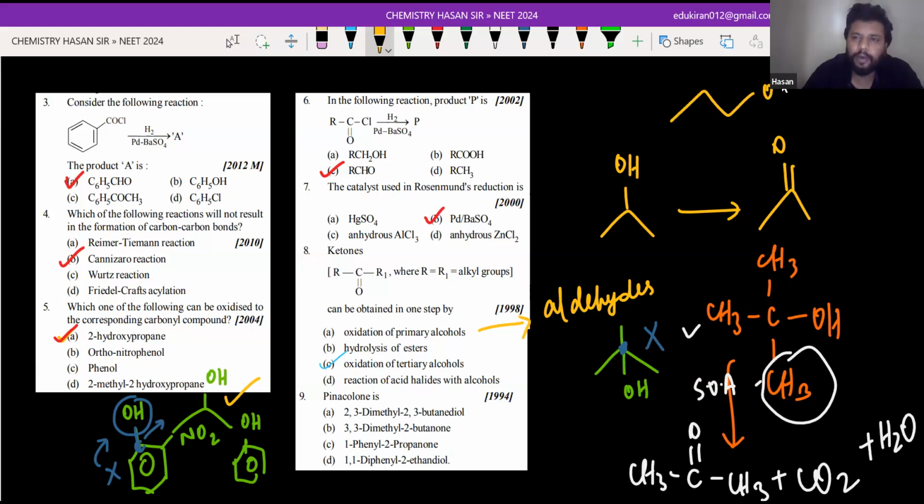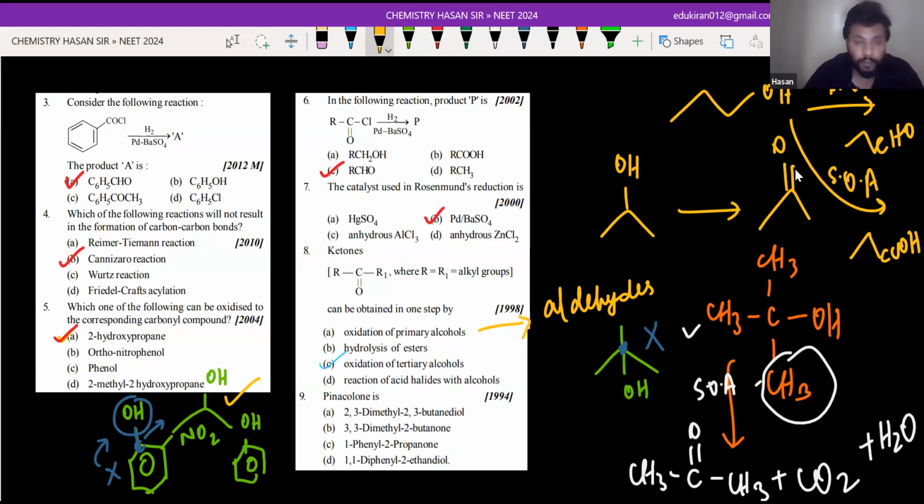If you have an alcohol like this, and you use a mild oxidizing agent, you will get an aldehyde. If you use a strong oxidizing agent, you will get a carboxylic acid. With primary alcohol, you will get this. With secondary alcohol, you will easily get a ketone by using a mild or a strong oxidizing agent. But with tertiary alcohol, you need a very strong oxidizing agent, not a mild one, plus elevated temperature.